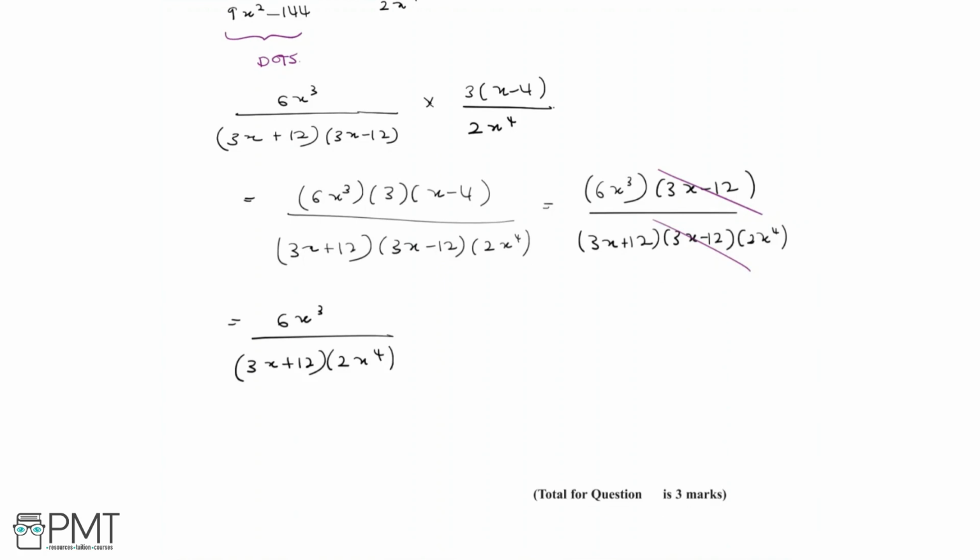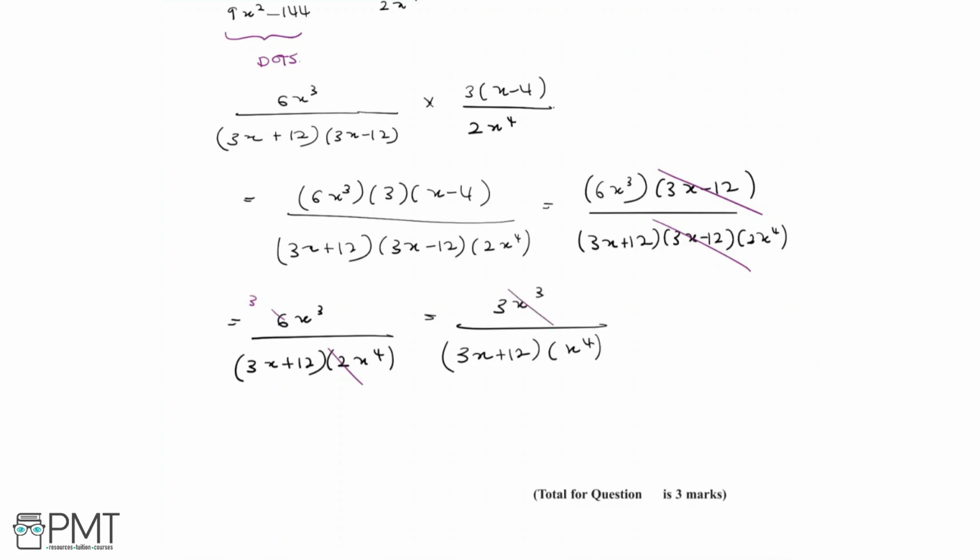and then 3x plus 12, and then 2x to the power of 4 in the denominator. We can get rid of the 2 in the denominator by dividing by 2 on both the numerator and the denominator. And so you can see that when you divide by 2 on the numerator, we'll end up with 3. And so by dividing both sides by 2, we're going to end up with 3x cubed divided by 3x plus 12 multiplied by x to the power of 4.